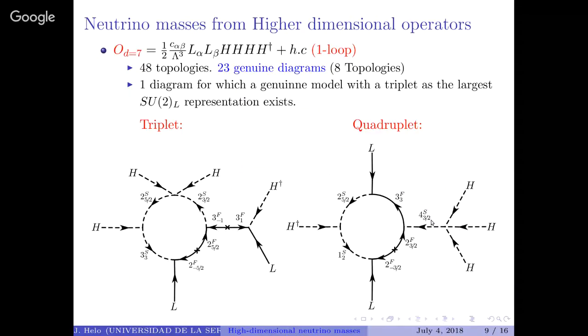So if you have these two diagrams at the same time, they won't be genuine anymore, because you will generate the dimension 7 tree level. Right. They will not be genuine one loop models. Yes, the one loop won't be genuine. Yeah, exactly. They won't be the leading order contribution anymore. I see. Because you will have a lower order contribution, which is the tree level dimension 7.